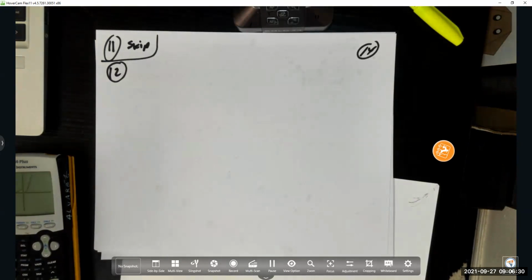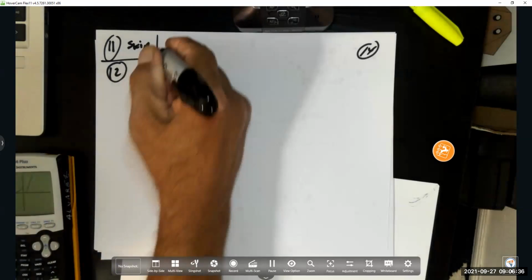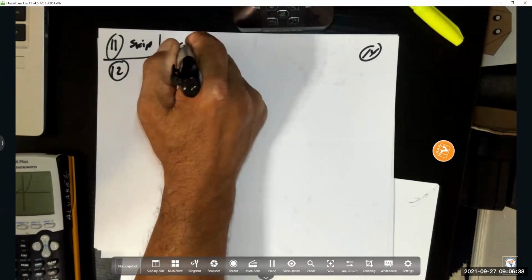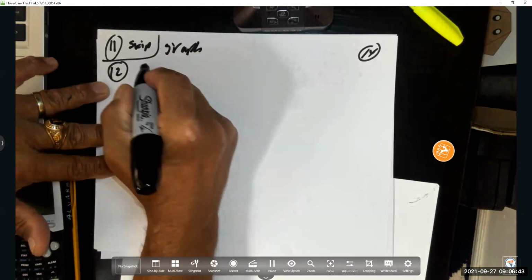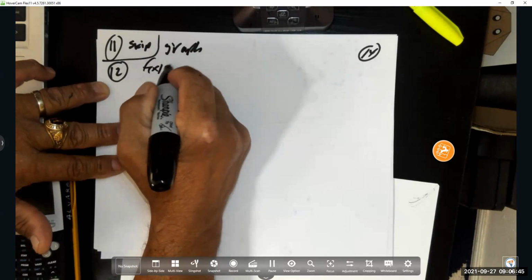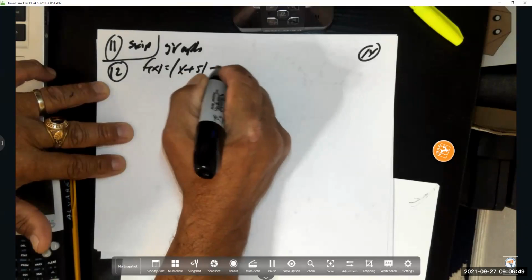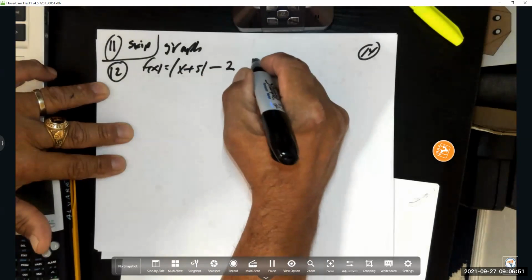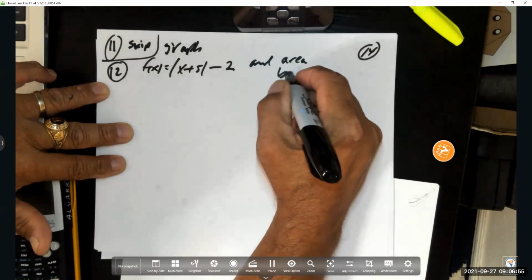But I am gonna go to number 12. Show you number 12. Another graph. It says graph f of x equals absolute value of x plus 5, minus 2. And after you do all that, it says find the area bounded. What?